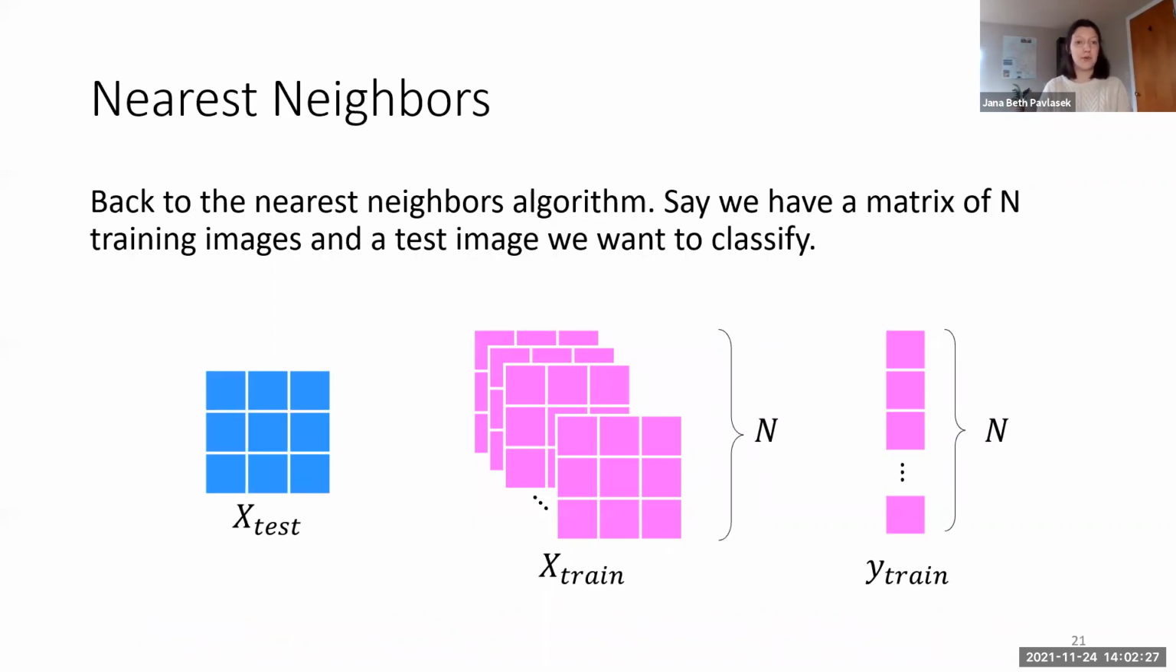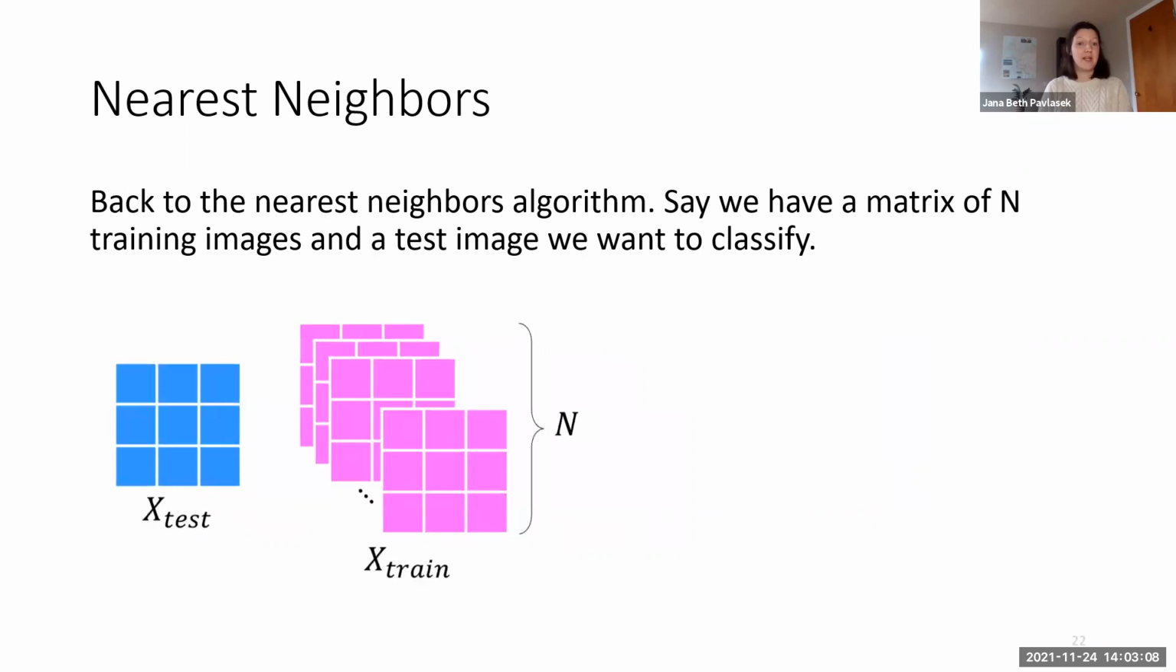Okay, so back to nearest neighbors. Let's say we have some matrix of n training images, so we have n different training images in our MNIST, and we have some new test image that we want to classify. We'll call our images, our data, X. So we'll have our X test and our X train. And then we also have our labels, which we'll call Y. Each of these training images has some label, and that label will be a number from 0 to 9, depending on what the actual image is.